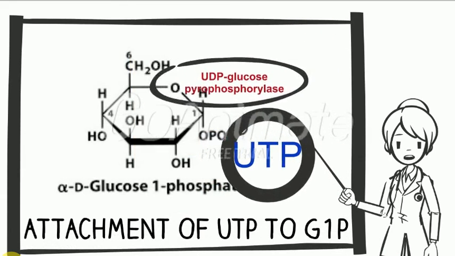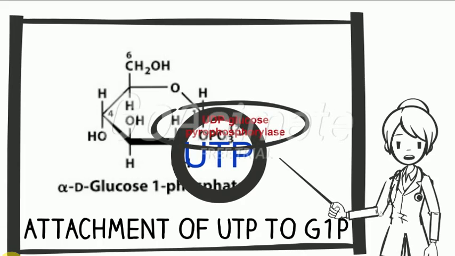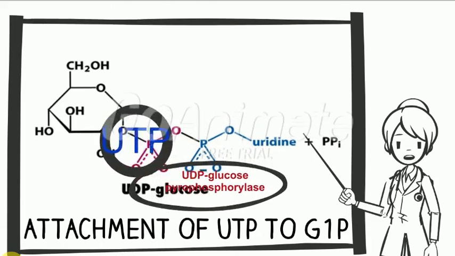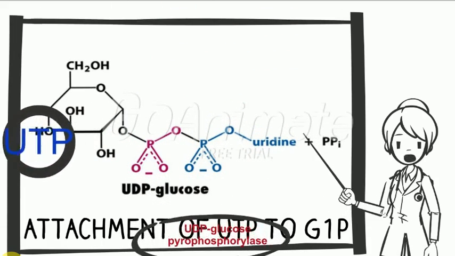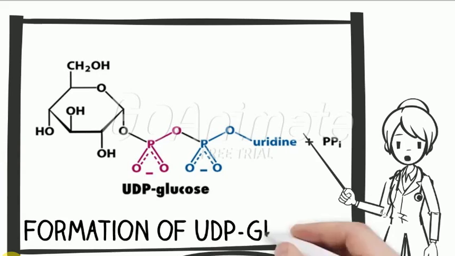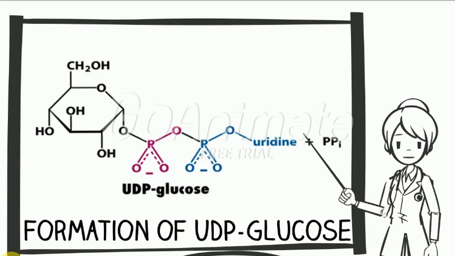Third, glucose 1-phosphate reacts with UTP to form the active nucleotide uridine diphosphate glucose. This is catalyzed by the enzyme UDP-glucose pyrophosphorylase. Pyrophosphate is formed, which is later hydrolyzed by pyrophosphatase into 2 phosphate molecules.